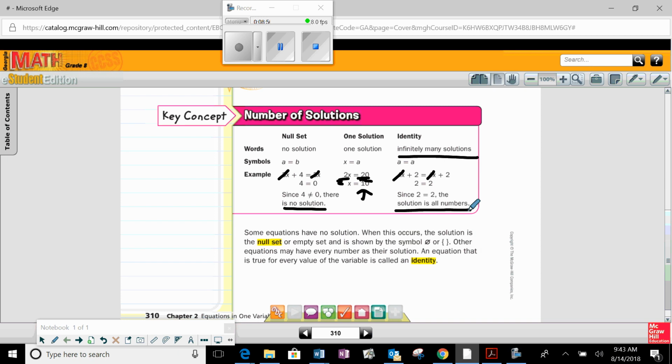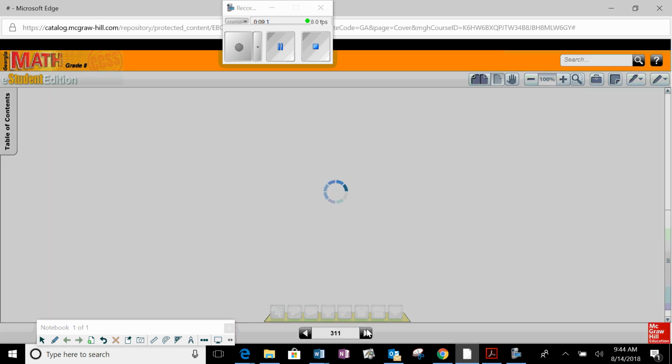So a null set means there is no solution. The two numbers are not equal. And identity means that there's an infinite number of solutions, and the two numbers are equal, or you get the variable equal to a number. Those are your three possibilities when solving an equation. Go ahead and flip to the other side, please.